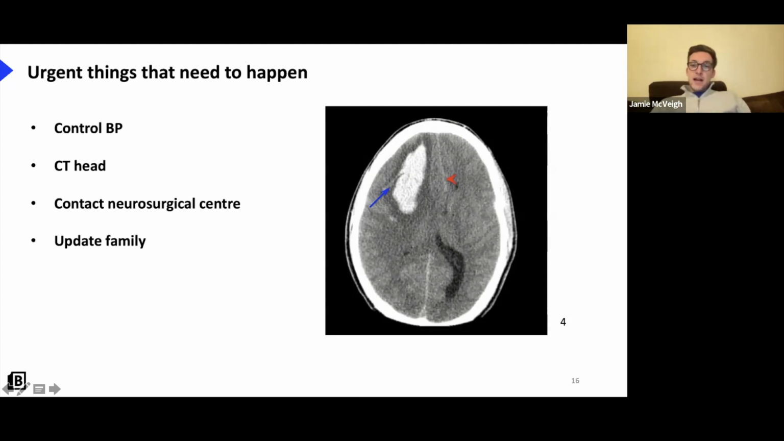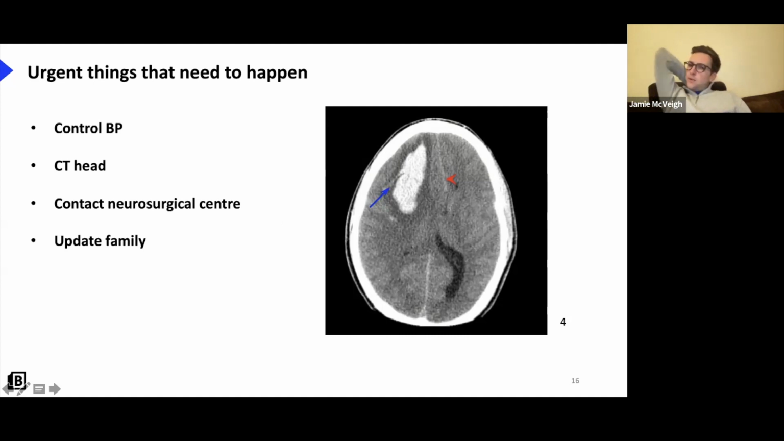A CTA you can do if there's no bleed and you think they might have infarcted. That is sometimes useful as well, particularly if you're referring to a neurosurgical center that will intervene. Okay. So the next thing to do for this person is contact a neurosurgical center. So in the southeast of England, the center is King's College Hospital, KCH. And send them the images.